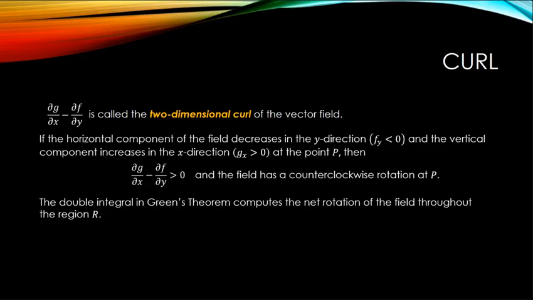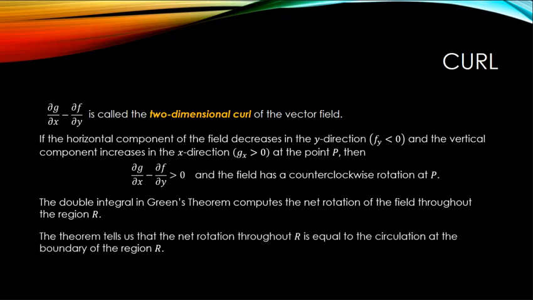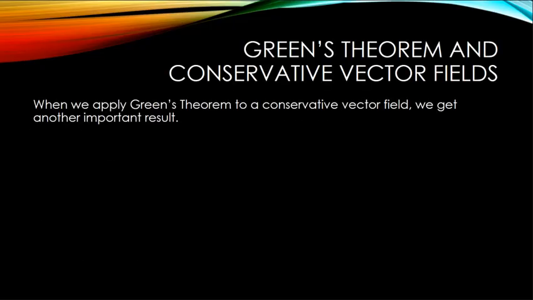The double integral in Green's theorem computes the net rotation of the field throughout the region R. And the theorem also tells me that this net rotation throughout R is equal to the circulation at the boundary of the region R. Now, I may encounter what we call conservative vector fields, and when we apply Green's theorem to a conservative vector field, we get another very important result.